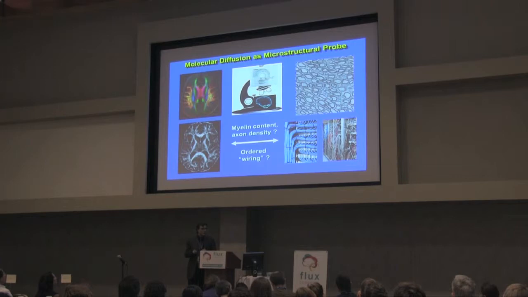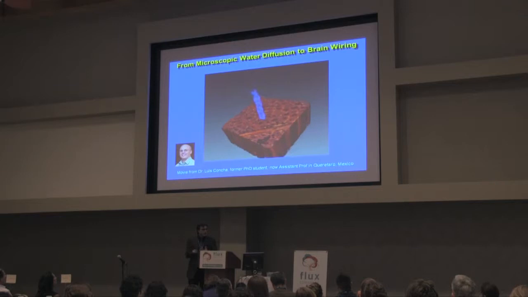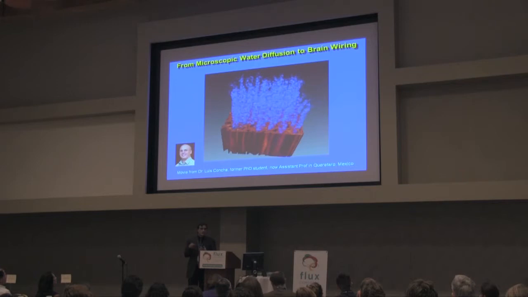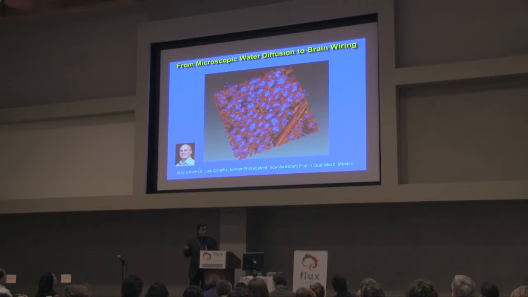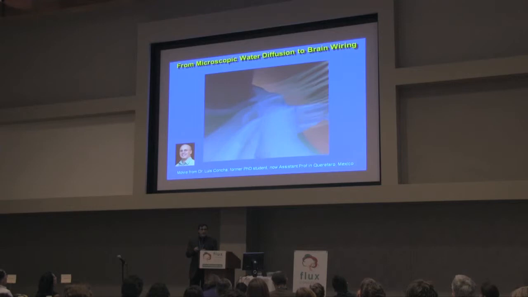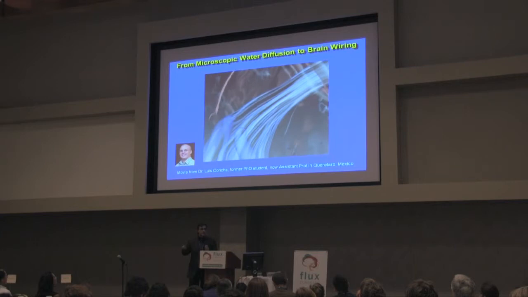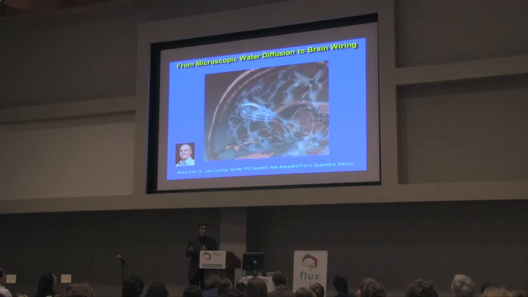Now, how do we get from microscopic water diffusion to brain wiring? Well, it turns out that water diffusion is anisotropic. It means it goes more along the direction of the axons than perpendicular. And if you measure those millions of water molecules in a voxel, which was represented by that little red square, and you take the primary diffusion direction and connect the dots, then you start to have tractography, which is the ability to now extract a particular white matter streamline or a white matter tract.